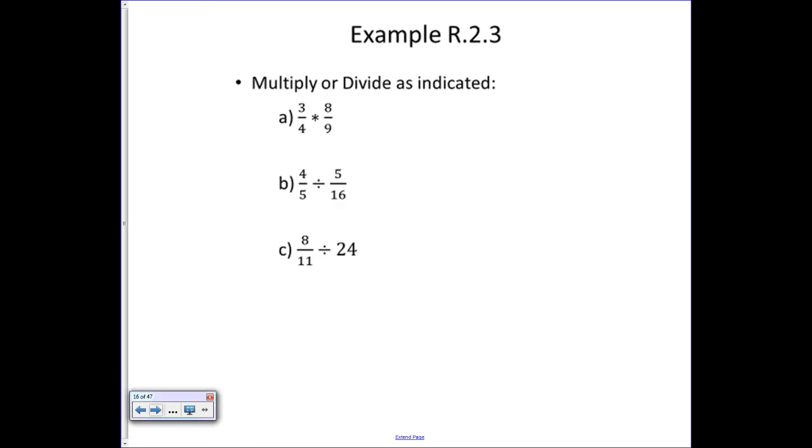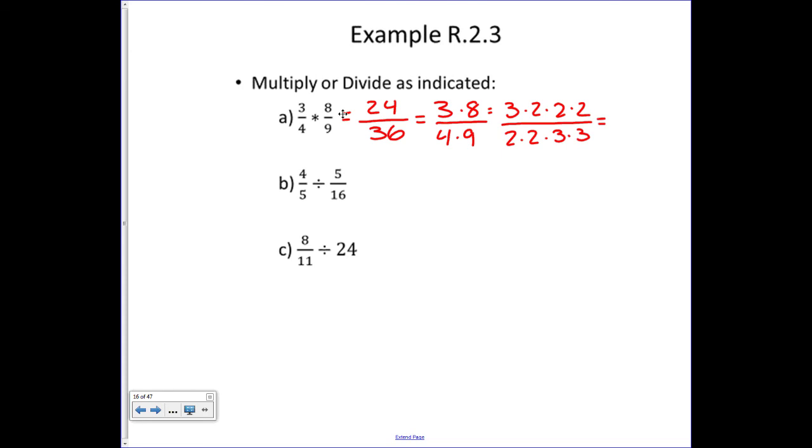Okay, so let's just practice this a little bit. We want to multiply or divide as indicated. So we got 3 over 4 times 8 over 9. That's going to be 24 over 36. Okay, but we have to be able to simplify this. 24 is 3 times 8, which is 3 times 2 times 2 times 2. 36 is 4 times 9, or 2 times 2 times 3 times 3. And now we just want to simplify by getting rid of the ones that are the same, top and bottom. And you're left with 2/3.